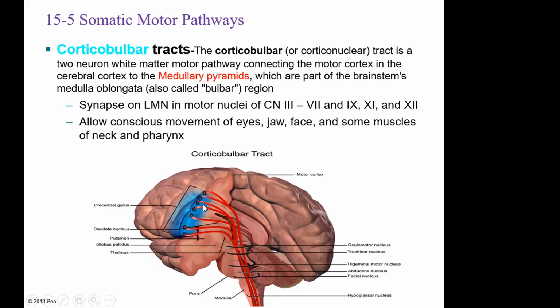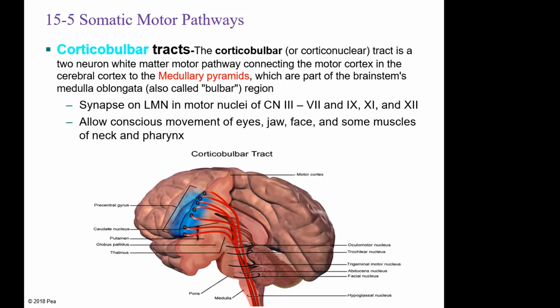So for our corticobulbar tract, that means it is not going to extend beyond the neck area, okay? We're just going to go into the brainstem, and it's going to do conscious movements of these things that you see here: eyes, jaw, face, some muscles of the neck, and the pharynx. So it's not going to go very low. It's going to be mostly in the head region for the corticobulbar tracts.